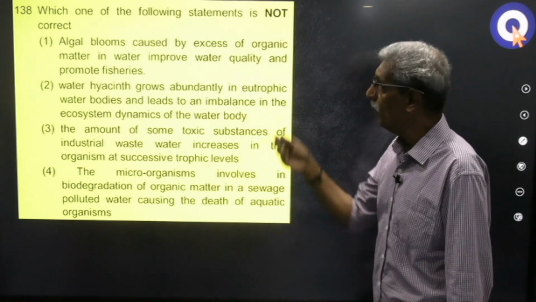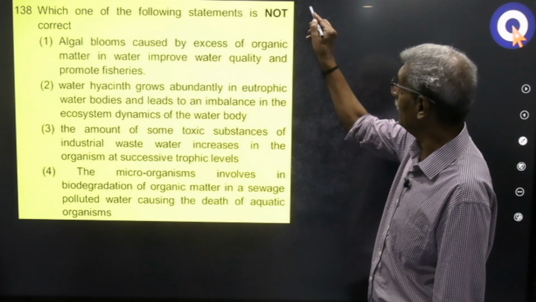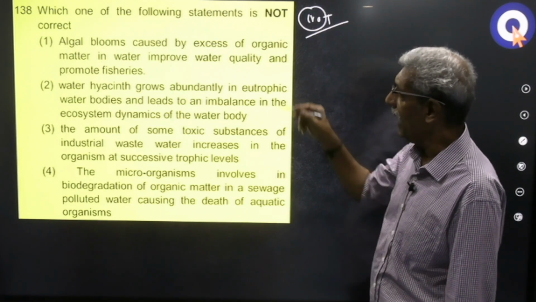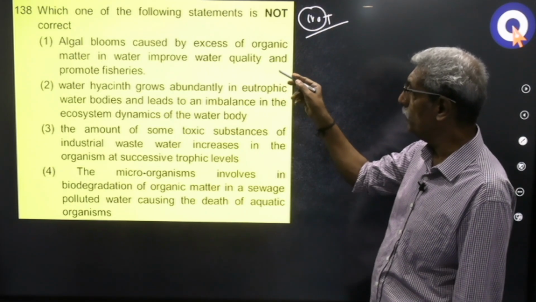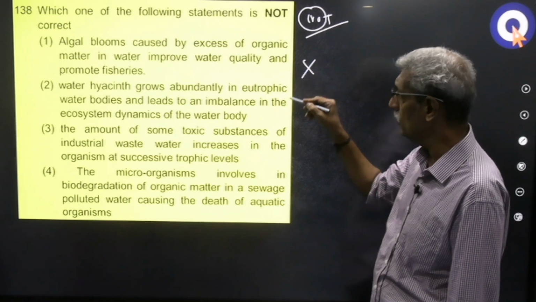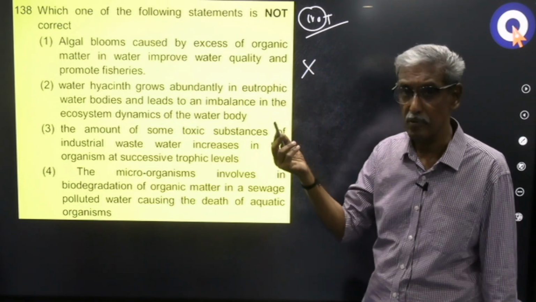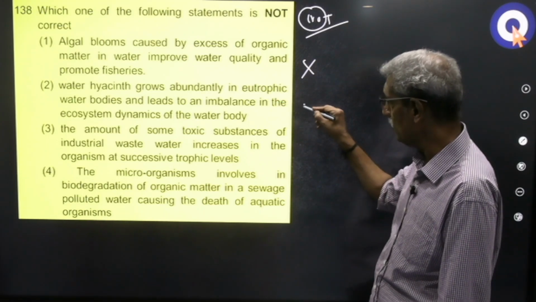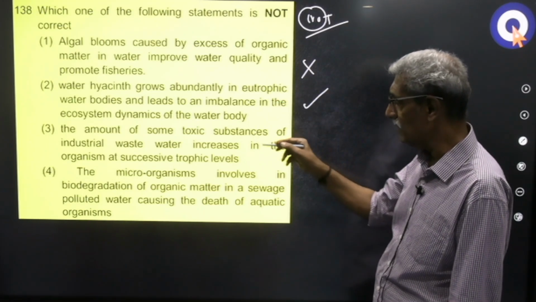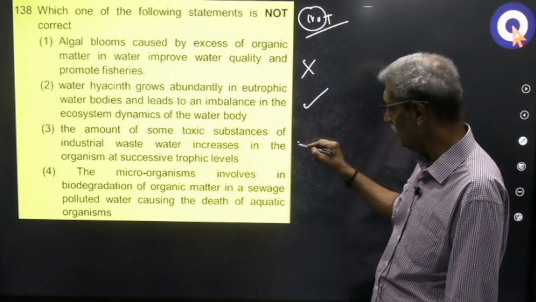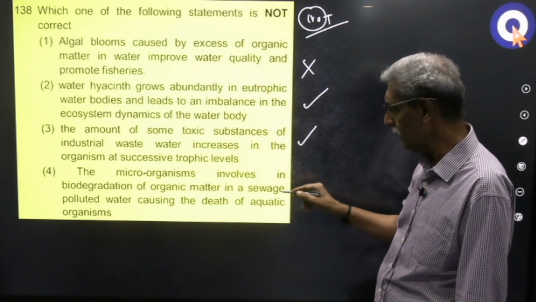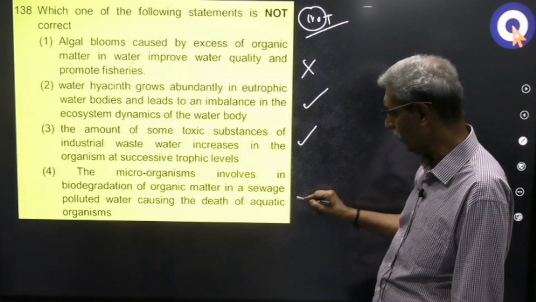Now, which of the following statements is not correct? Remember, not correct is very important. Algal blooms cause excess organic matter and improve water quality and promote fishing. No, it does not improve. Primarily, algal blooms are toxic. Water hyacinth grows in eutrophic water, leads to imbalance in ecosystems. True. The amount of toxic substance in industrial waste increases at different levels, this is called biomagnification. And microorganisms in important organic matter in sewage cause death of aquatic organisms.